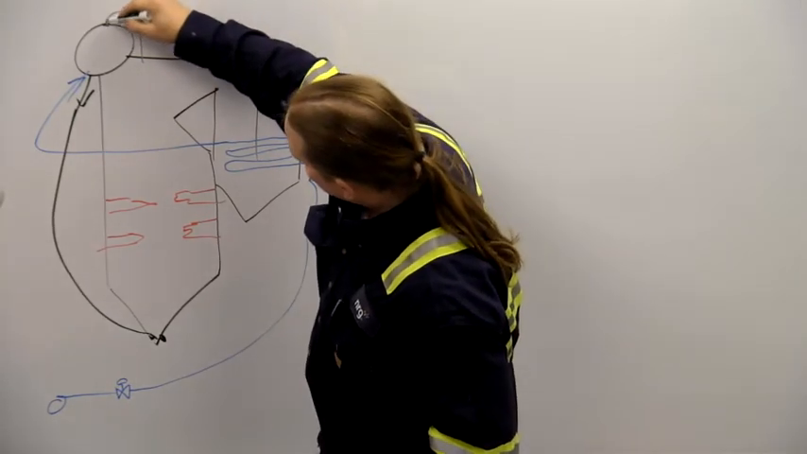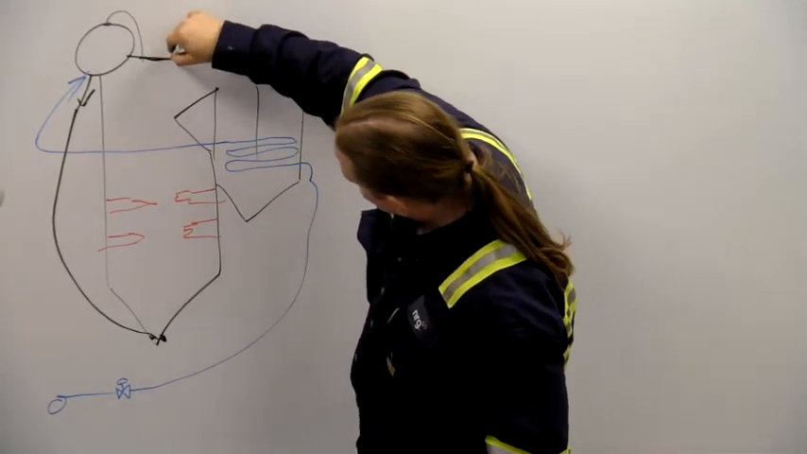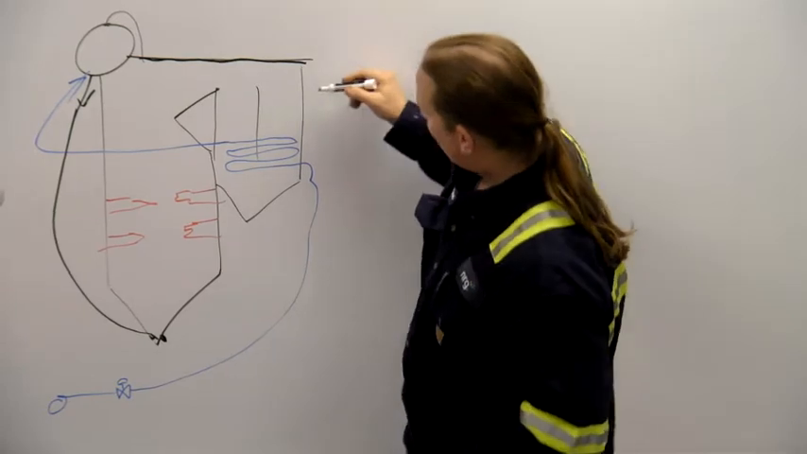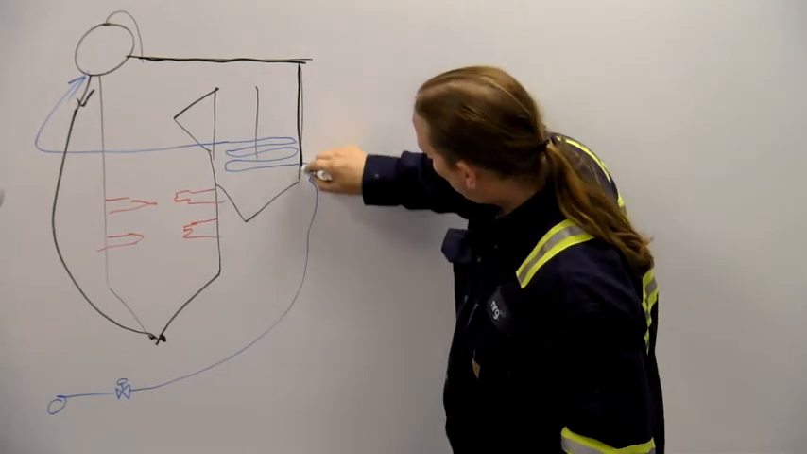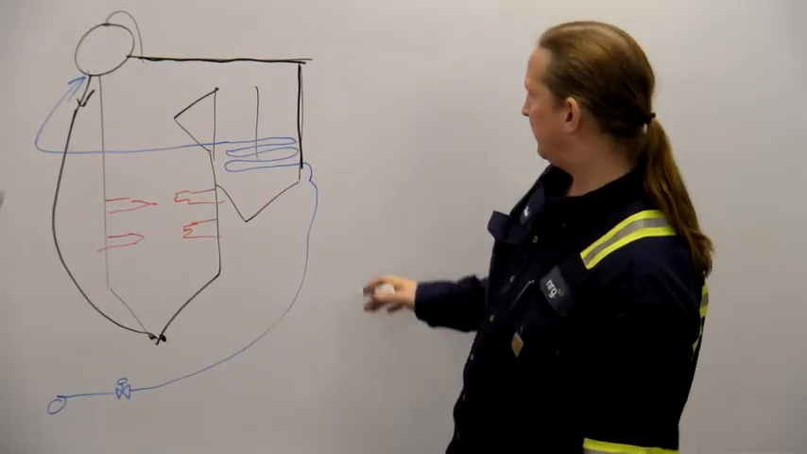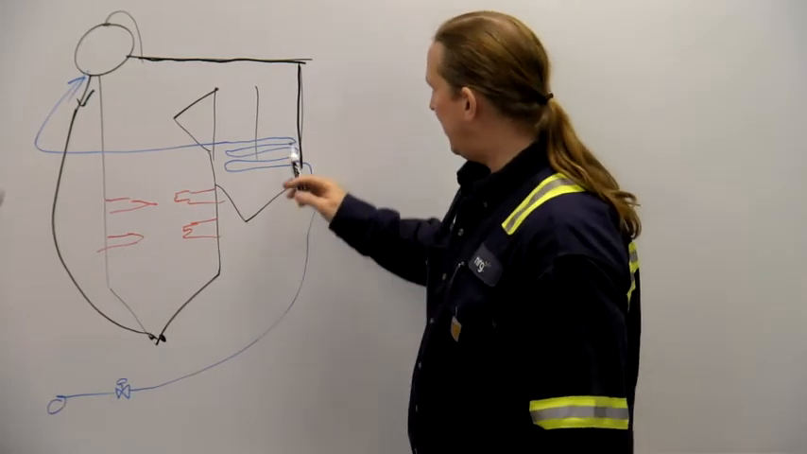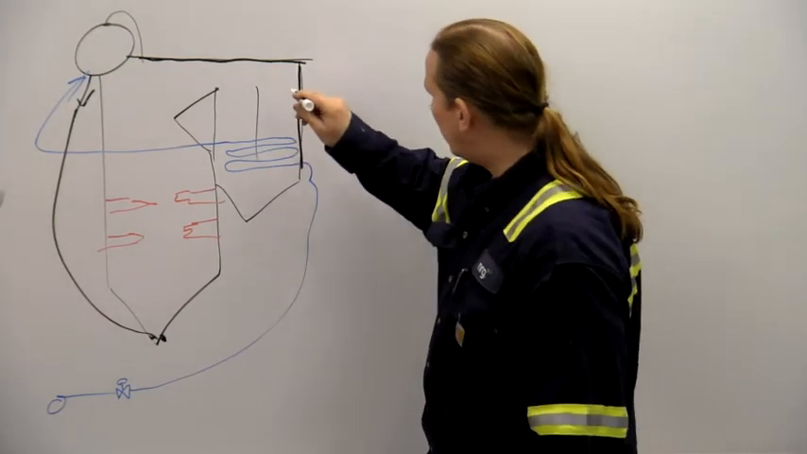All right, so the dry steam comes out the top and it makes up the roof. And that makes up the walls of the back pass. And then it comes out of the boiler and goes back in.